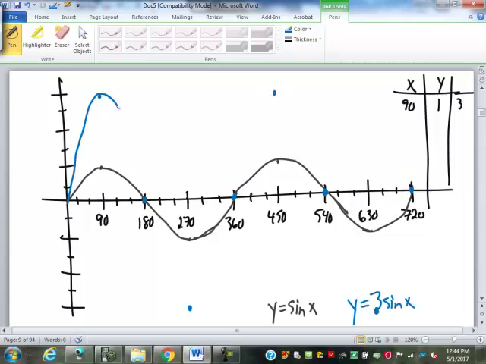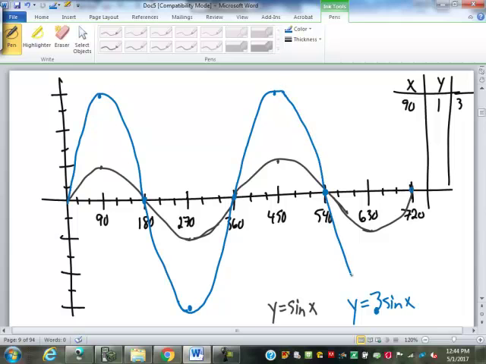So you're absolutely right, Andrew. All it does is changes the amplitude. A standard sine wave has an amplitude of 1. This number in front of it changes the amplitude. You can think of this one as being 1 times the sine of x. That's why it has an amplitude of 1. The number in front of the x changes the amplitude.